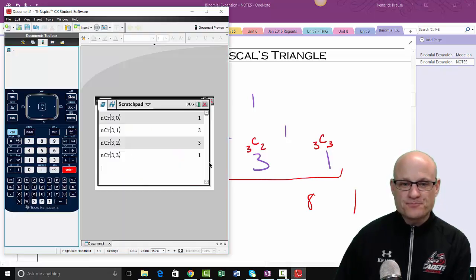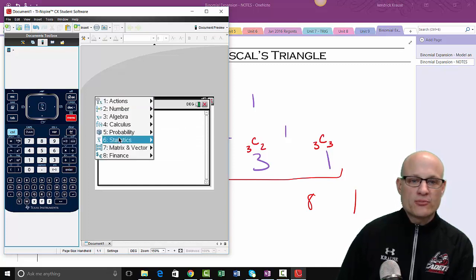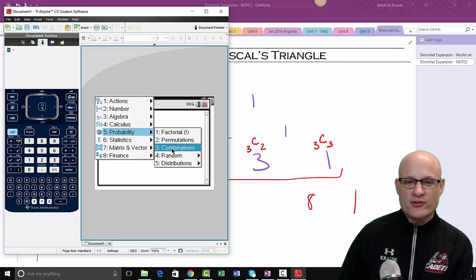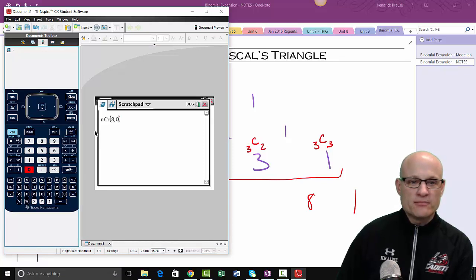Let me clear that out so you don't have to see that anymore. So we'll go menu, probability, and you can do combinations on almost any calculator. 8, comma, 0. Enter. 1. 8, comma, 1.